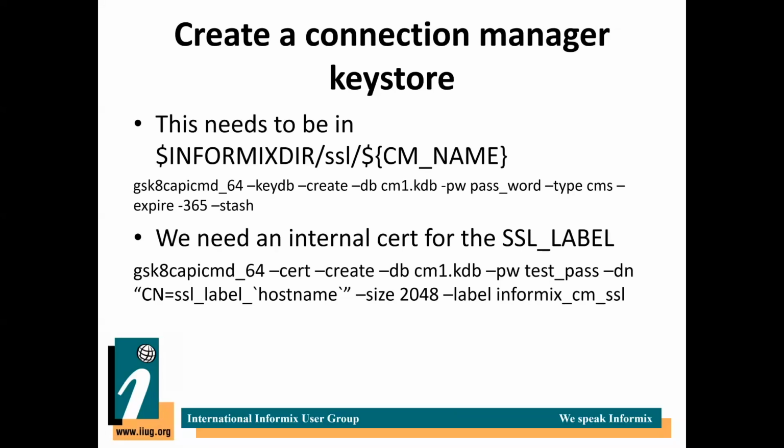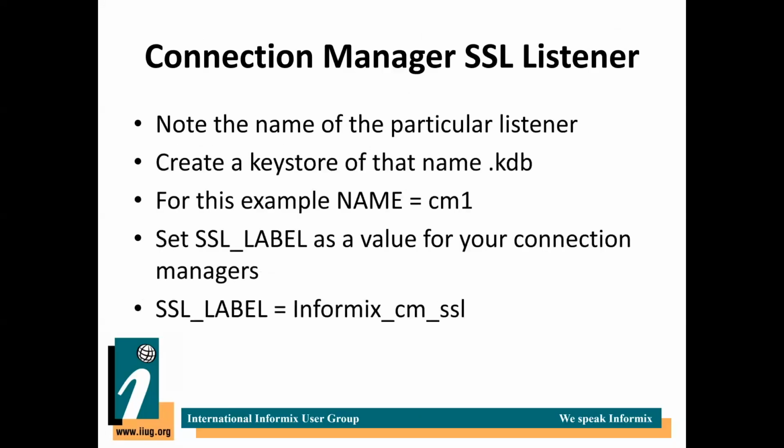For the CN, I threw in just the backtick hostname. That way, if you're scripting this between multiple connection managers, you'd get unique certificates for each connection manager. You do not need to do that at all. It was just a helpful thing. And then notice the label here, the Informix CM SSL. This matches the SSL label field from our Connection Manager listener. If you do not make sure all of these are the same, you're going to get a number of fairly cryptic GSKit errors when you're trying to get going.